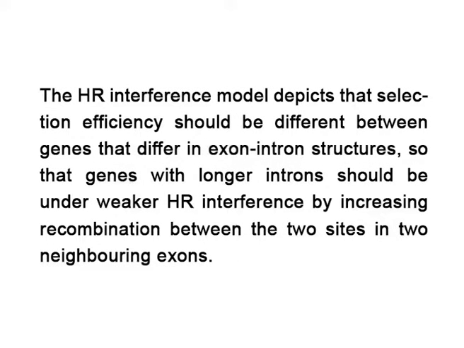The HR interference model depicts that selection efficiency should be different between genes that differ in exon-intron structure, so that genes with longer introns should be under weaker HR interference by increasing recombination between the two sites in two neighboring exons. In other words, introns may have a role in relaxing intragenic HR interference between sites under the influence of natural selection in a finite population.